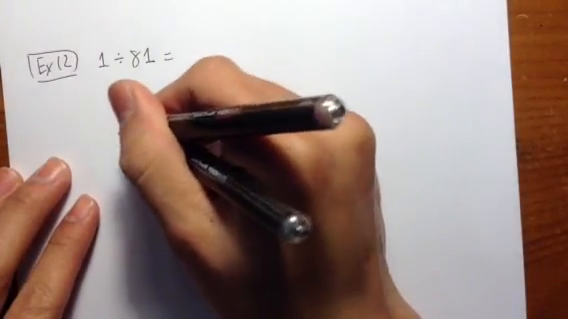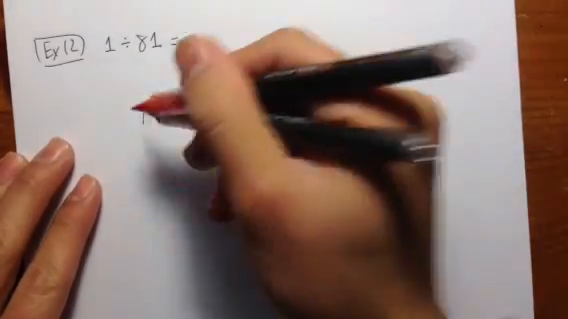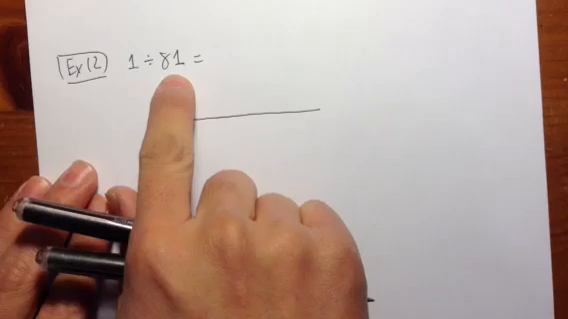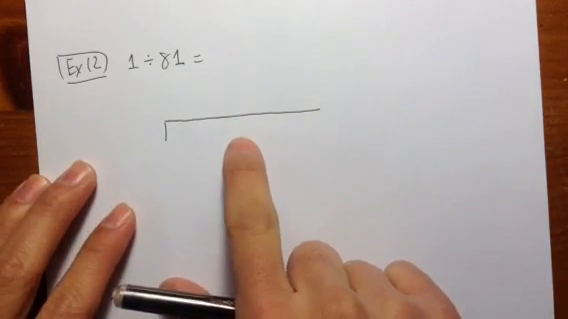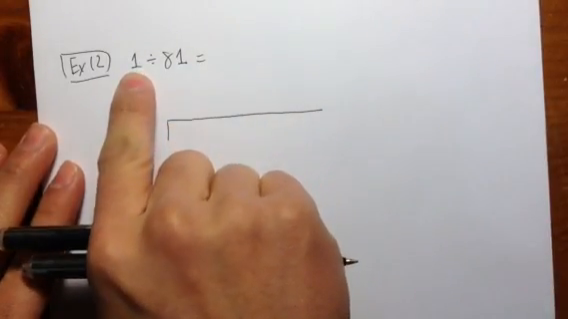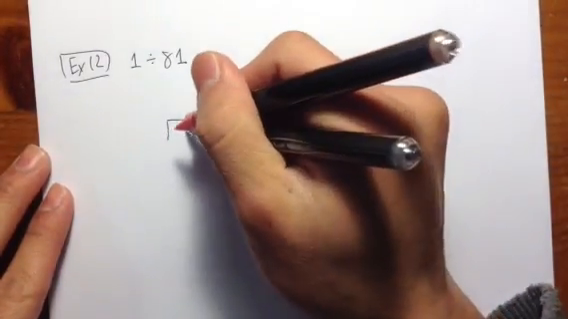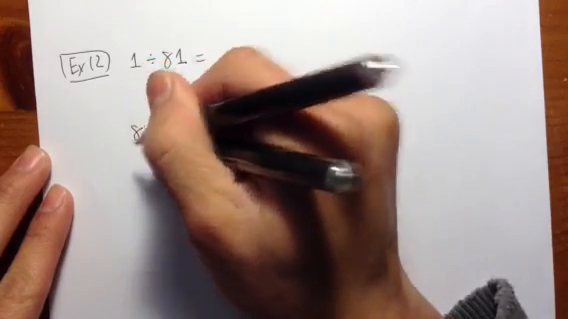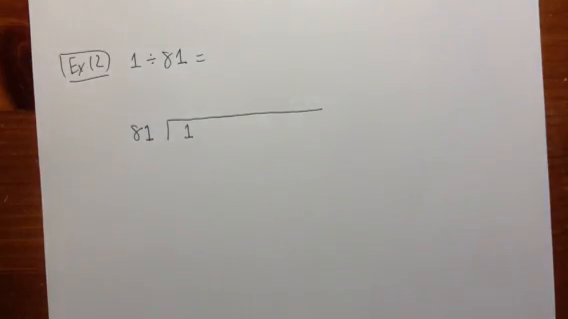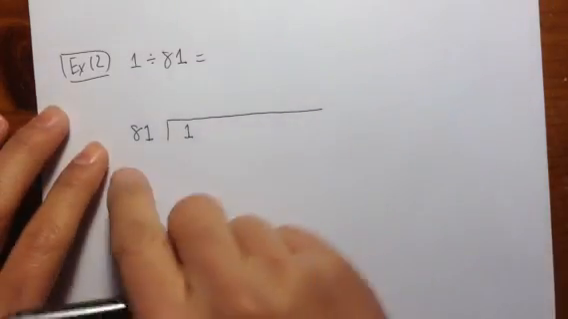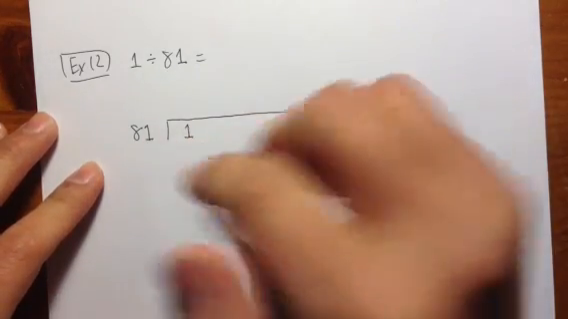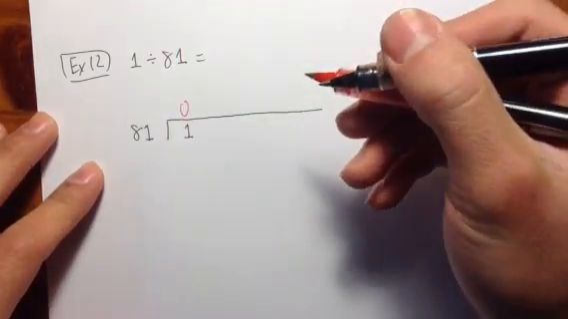Anyways, let's get started. Which number goes inside? Every time you are doing a division question, when you are using a long division, ask yourself first, which number goes inside? It's always the first number. So I have 1 goes inside, and my 81 goes outside. Here we go. 81 goes into 1, 0 times. Put down the 0 here.